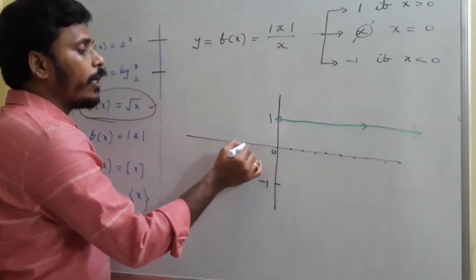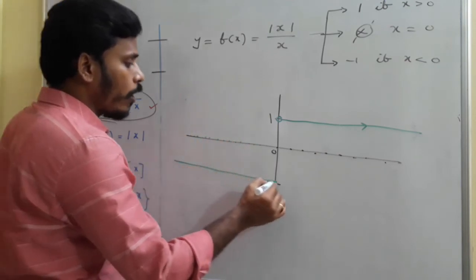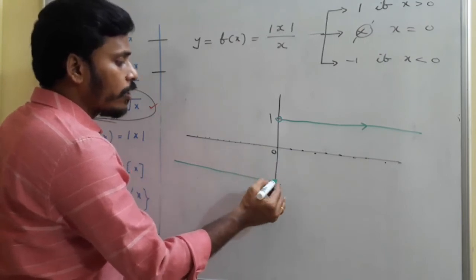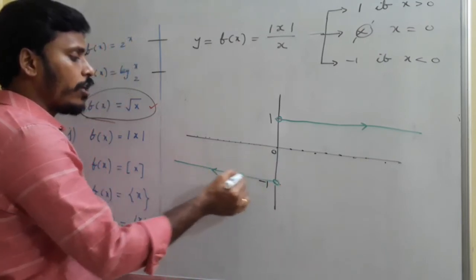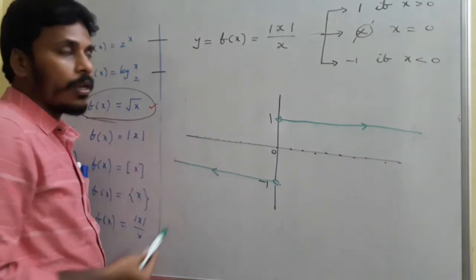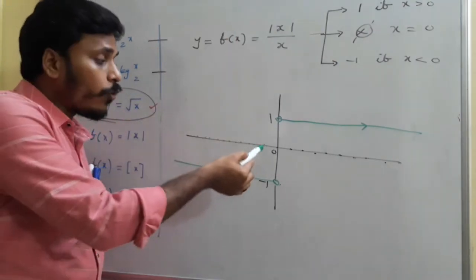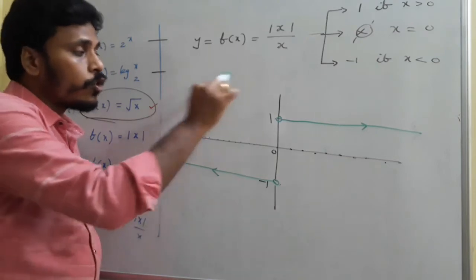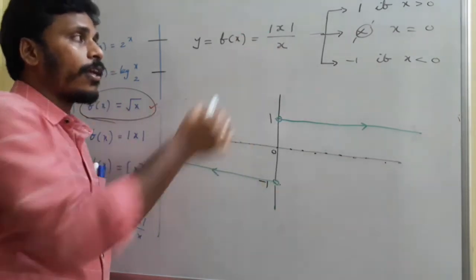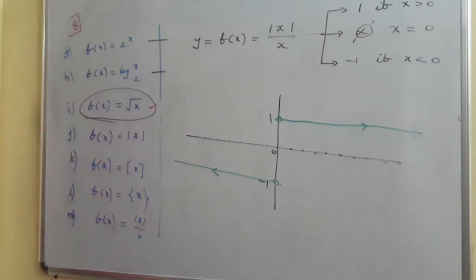And for all the negative inputs, again the value is minus 1 only. At 0 it is not defined, so at 0 take an open circle and indicate a line like this. For x equals minus 7, your answer is minus 1. For x equals minus 2020, still your answer is minus 1. For all the negative real numbers, your answer is minus 1. So this is just the rough sketch for mod x by x, and that's the definition of mod x by x.